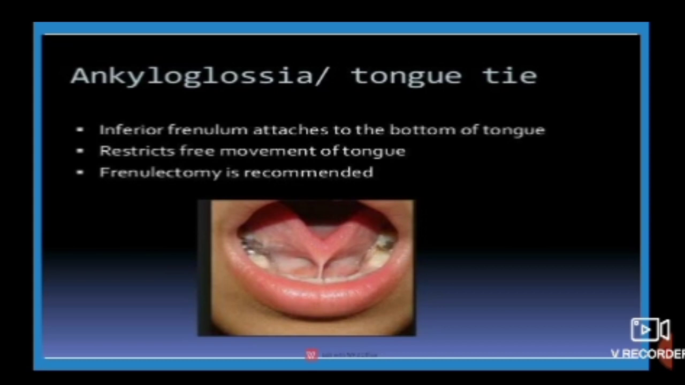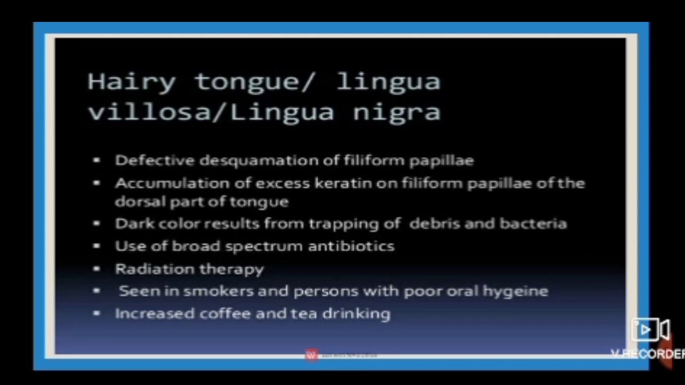Next we move on to hairy tongue. It is a rare disease, and it is also called lingua villosa and lingua nigra. The location of hairy tongue: accumulation of excess keratin and abnormal coating on the top or dorsal surface of the tongue. It is a harmless condition. It is caused by a build-up of dead skin cells on the tiny projections that contain taste buds. Then symptoms of hairy tongue: discoloration of the tongue, bad breath, and a metallic taste in the mouth.